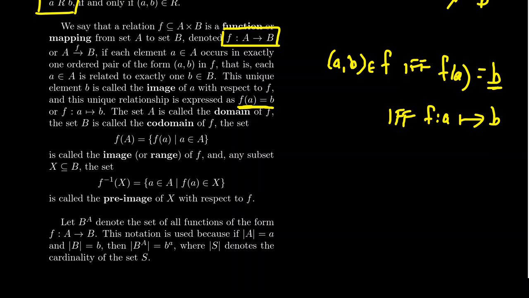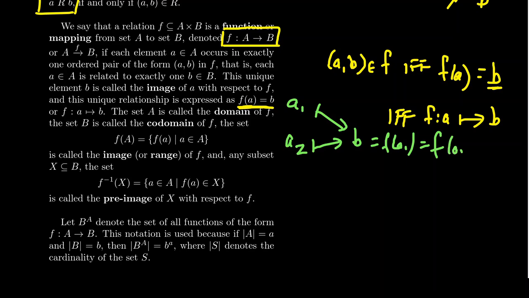It could be that multiple elements in the domain relate to the same element in the codomain. There could be some a1, a2 there, that both map to the same element b. We don't forbid that when we define a function. We just need that f of a1 is defined, that could be b. We need f of a2 to be defined, that could also be b. So there's no uniqueness of image in the definition of a function.